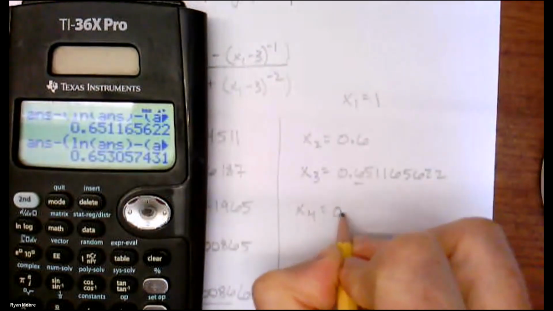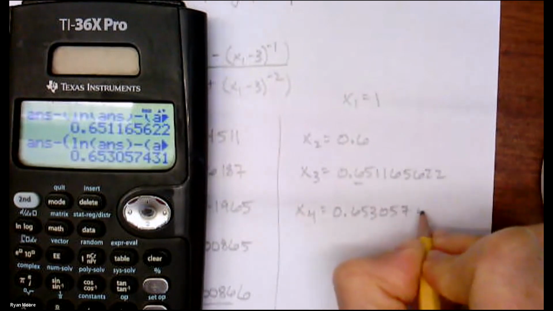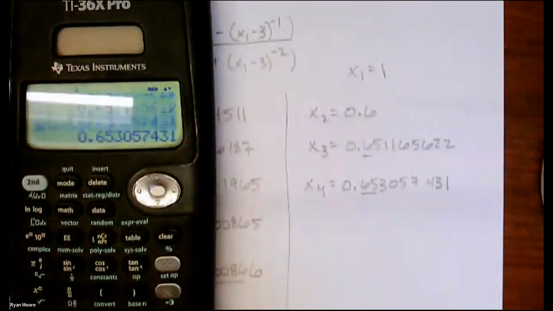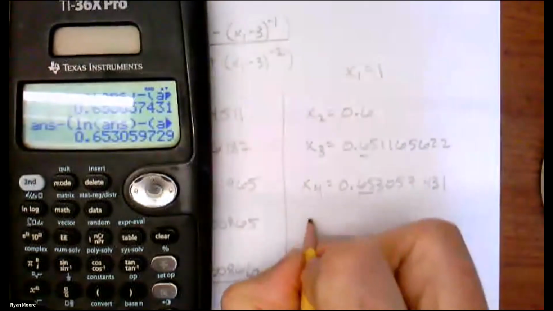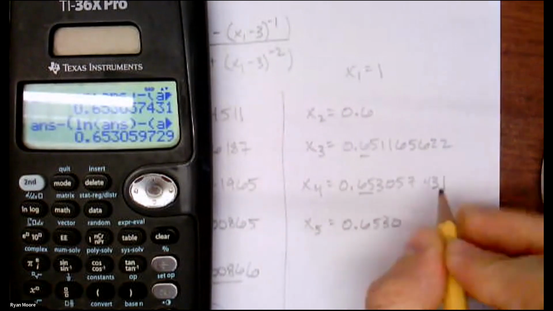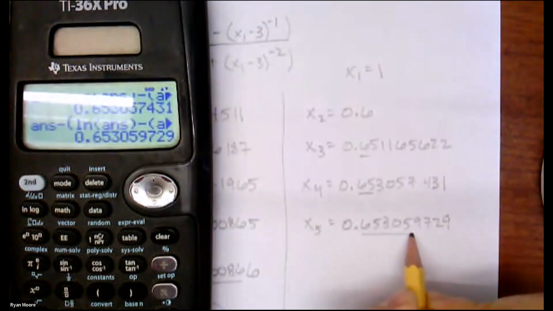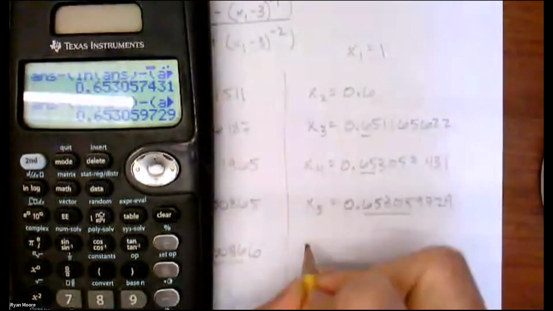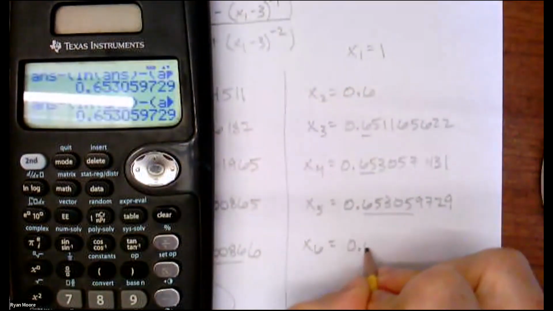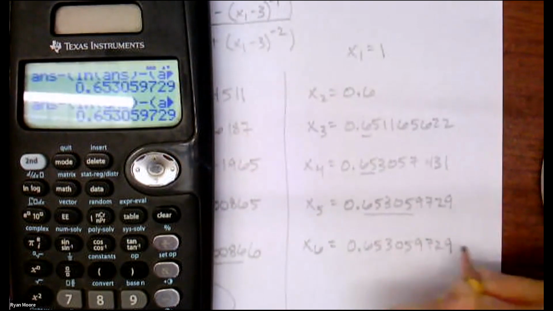X4, 0.653057431. We got the 6.5. What's the next one? X5, 0.653059729. Let's see. We got 5 places to repeat. We're going to need one more. Both of these needing 6 rounds. 059. Oh, everything repeated there.